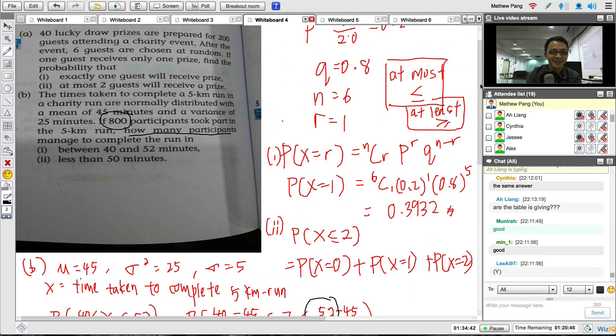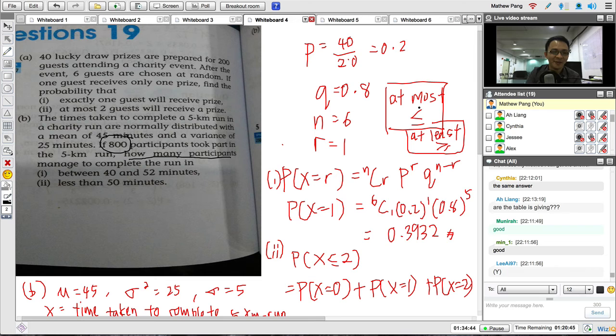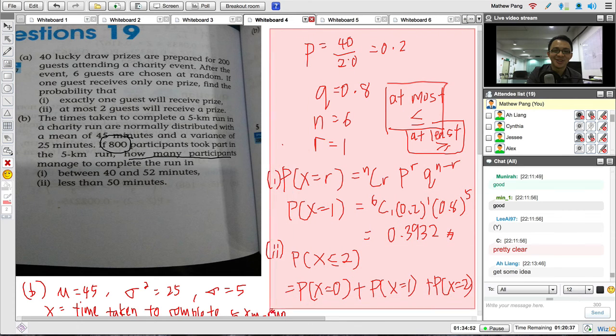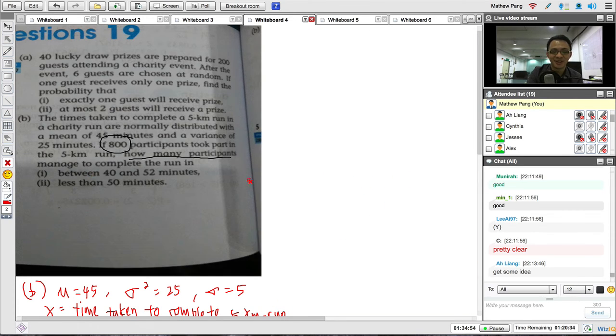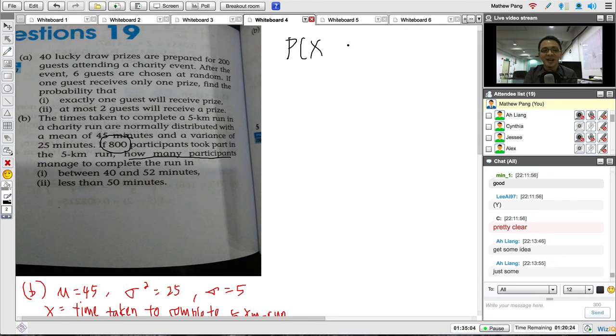Great. Then let's have a look at the second one. Less than 50 minutes. Make sure you do this question in the SPM, because this one is not in the selective part. It means it's a must-do section. So just make sure you do it. Alright, in this case, X is the time for the participant to run, so the time will be less than 50 minutes.